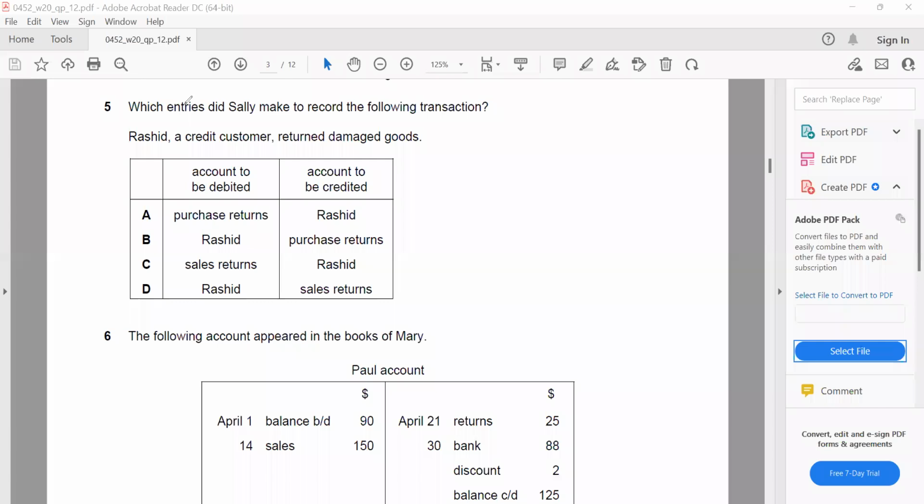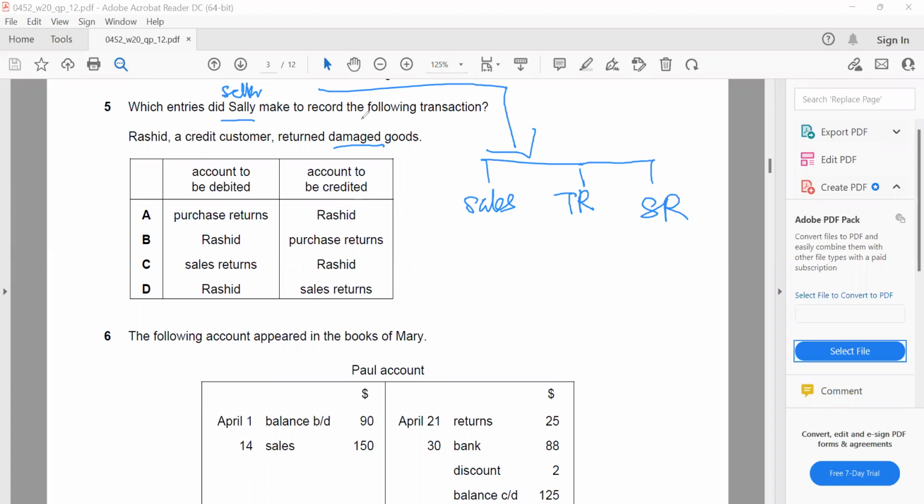Question 5. Which entry did Sally make to record the following transaction? Rashid, a credit customer, returned damaged goods. So Sally is the seller. A seller records sales and trade receivables; if goods are returned, she records sales returns. Since this is returned damaged goods, it means sales returns. Goods returned means received, so sales returns is debited. Who returned the goods? Rashid. So the answer should be C.